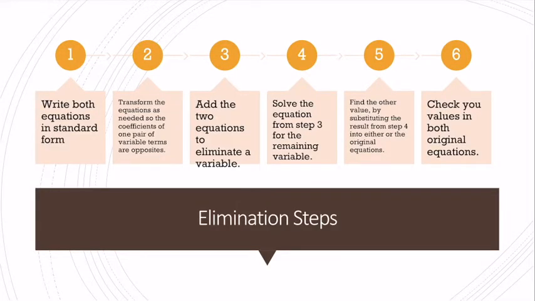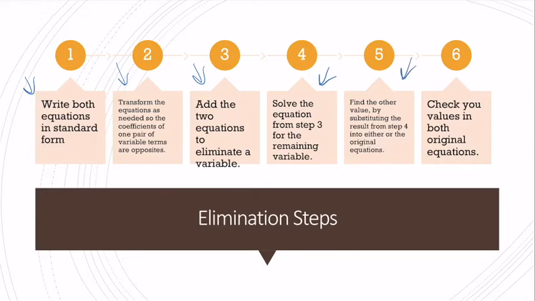So how are we going to go through the steps to solve these equations? The first thing we want to do is get both equations in standard form. Then we can transform either equation as needed by multiplying both sides by a constant, either negative or positive, so that two of our variable terms have coefficients that are additive opposites. We then add those two equations, and I can solve what remains for one of our variables, either x or y.